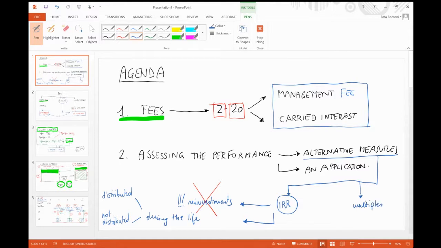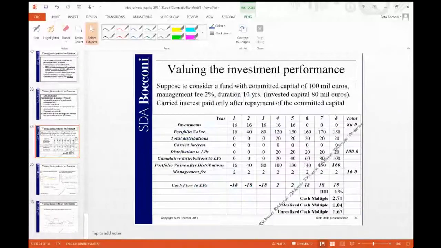And in order to understand what these multiples are and how they work, I have prepared an example for you that closes our session. The example is included in your set of slides, in one of the final pages of your set of slides. More precisely, the example is the following one.